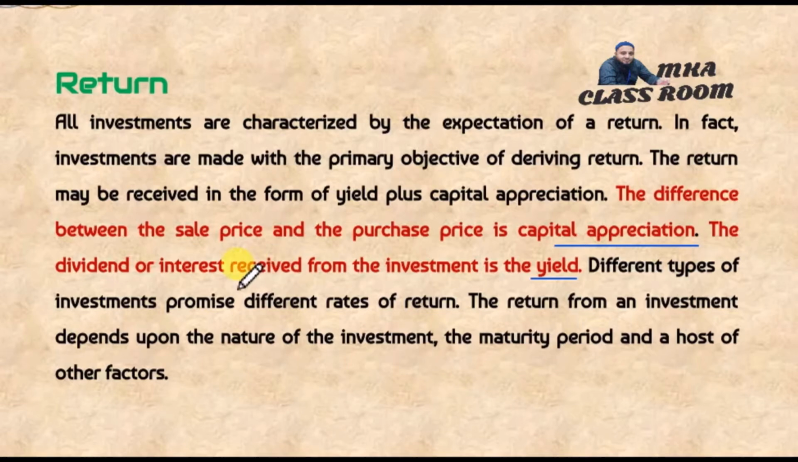So whenever we invest in a project, our main goal is to earn profit. So that's why it is the first characteristic, that is, earning return. The different types of investment promise different rates of return. The return from an investment depends upon the nature of the investment, the maturity period, and a host of other factors.